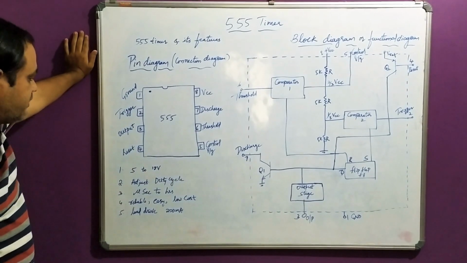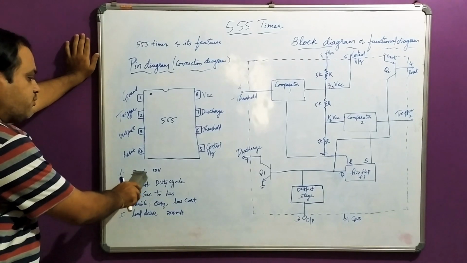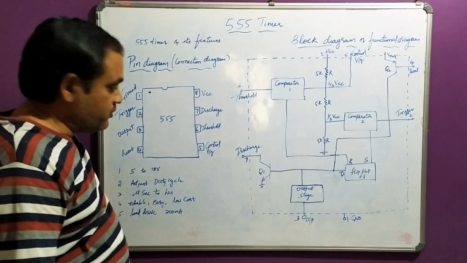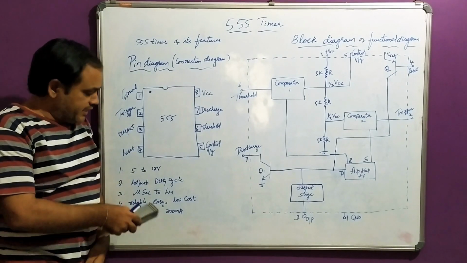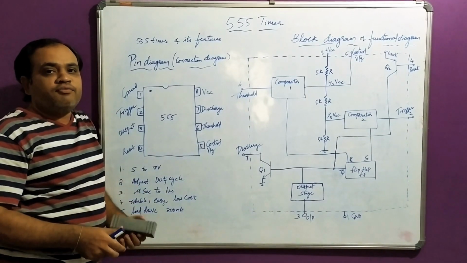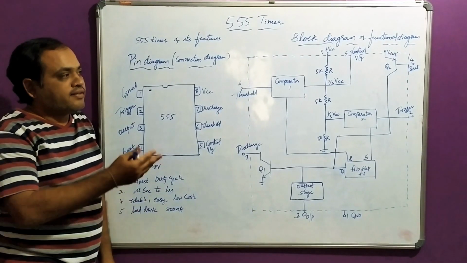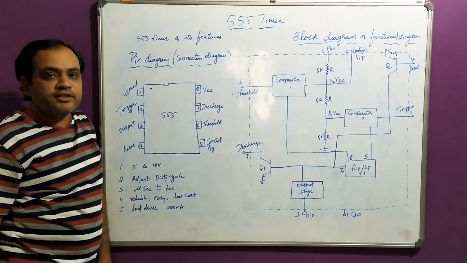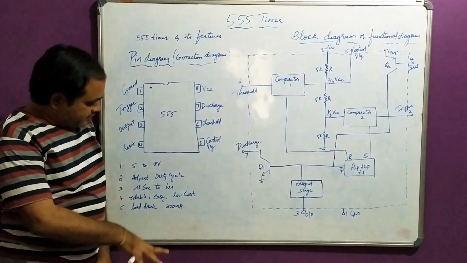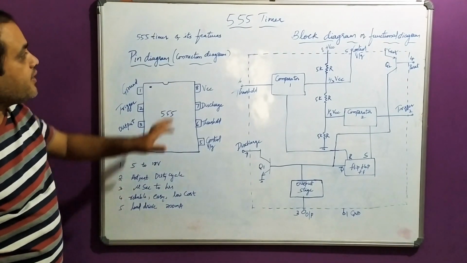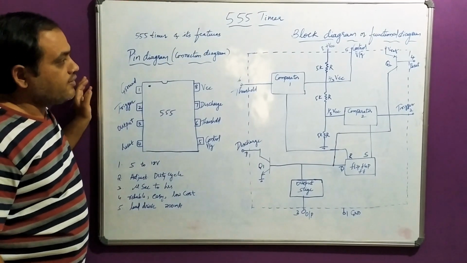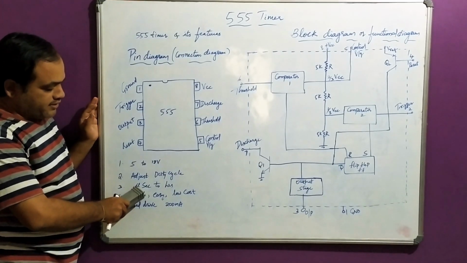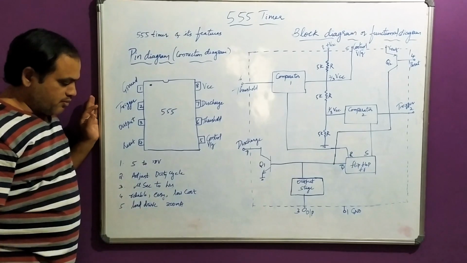supply voltage capability varying from 5 volts to 18 volts. That means we can vary the voltage from 5 volts to 18 volts. Next, it has flexibility in adjusting the duty cycle, that is on time and off time. We'll see that when you see the output voltage waveform. Next, as I told, it has highly stable timing delays. It provides timing delays from microseconds to some hours.